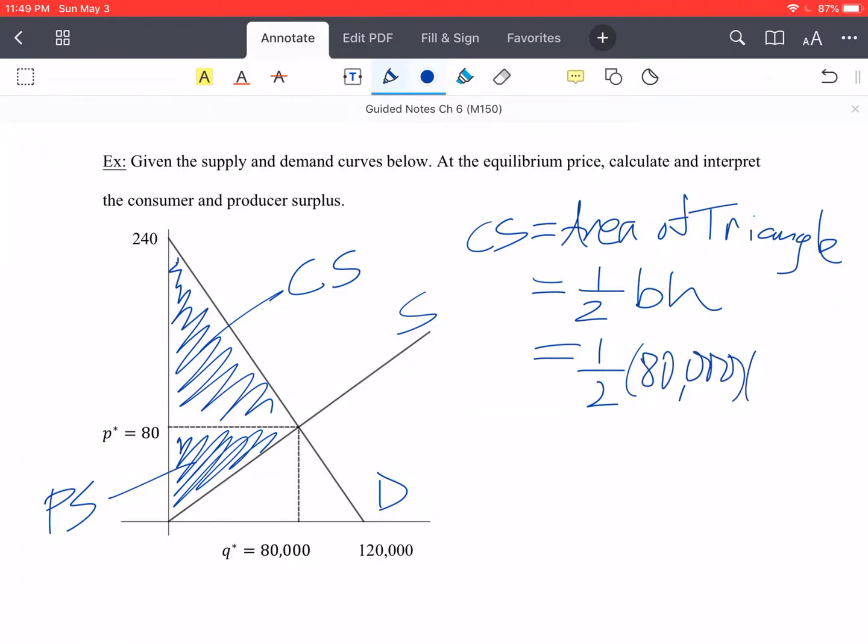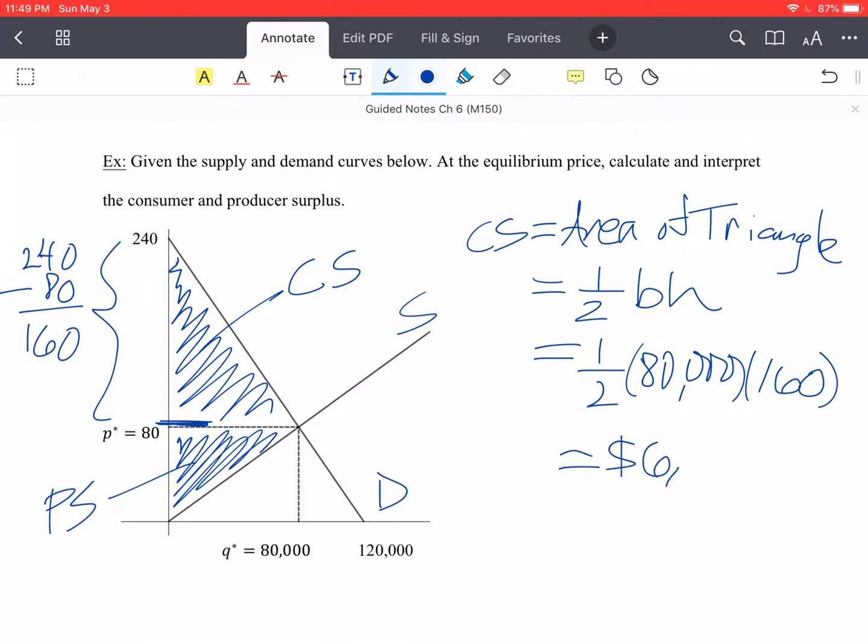And then the height, you've got to be careful. It's not 240, because the triangle doesn't start until 80 right here. So this is actually 240 minus 80, which is 160. Okay, which gives us 6.4 million. Okay, so 6,400,000.